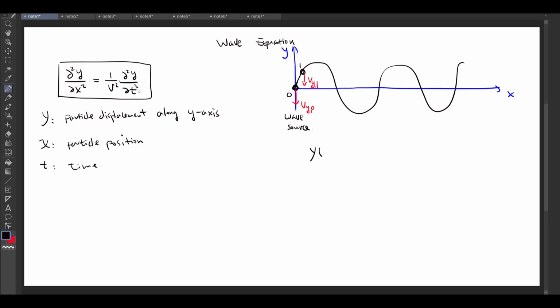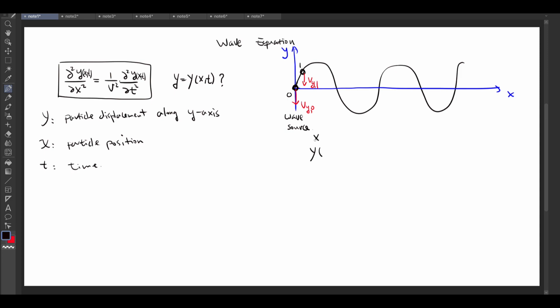expression here. Now remember the differential equation here. y has two parameters, x and t. So y, the displacement, is a function of particle position x and the time t. So we need to find out this expression. Okay, and let's think about just one point for the moment.